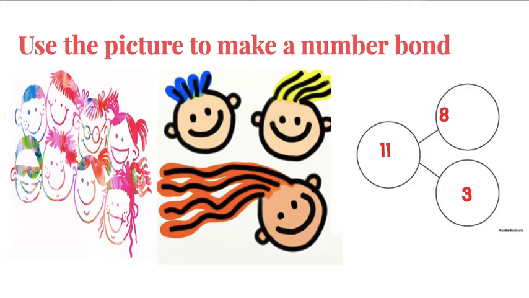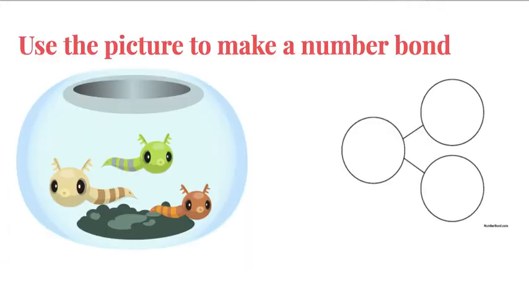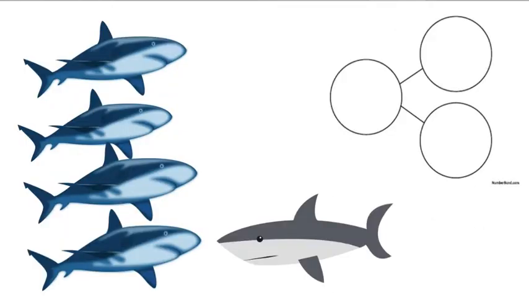Eight plus three equals 11. So try these by yourself. There are two brown, what are those? Tadpoles. There are two brown tadpoles and one green tadpole. How many tadpoles in total? Pause the video and push play when you're ready.